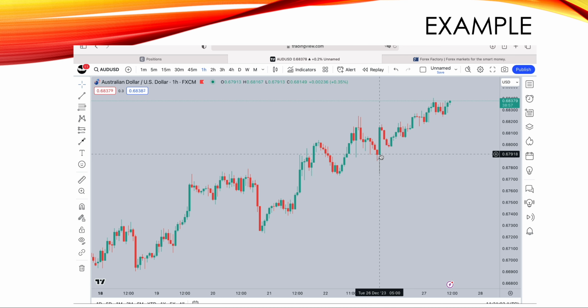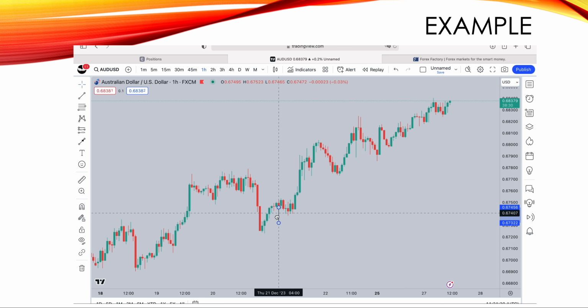At 5 a.m., price was at 0.67918. Okay, there was no wick at the bottom, so it just shot all the way up. It moved ever so slightly to the top of that wick, around 0.68170, and then it closed right by there, okay? And it closed at 6 a.m.